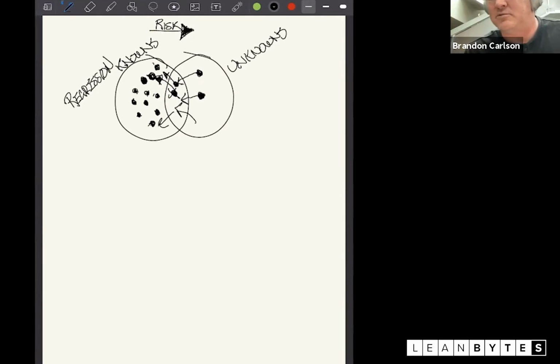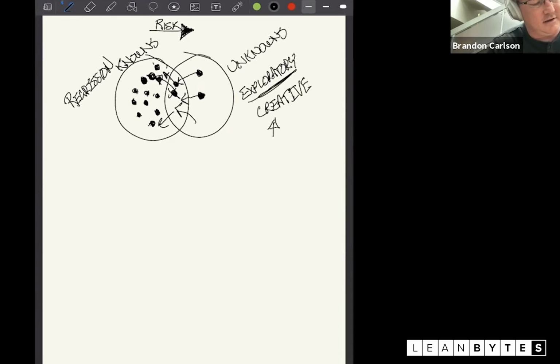QAs love to say they broke a system, right? But we all know that the system was already broken. They just found it, right? But this is where people like to test. This is what we call exploratory testing. So over here, we're doing exploratory creative testing that, if you ask most people, they enjoy testing on this side of the equation much more than they enjoy doing this side of the equation.